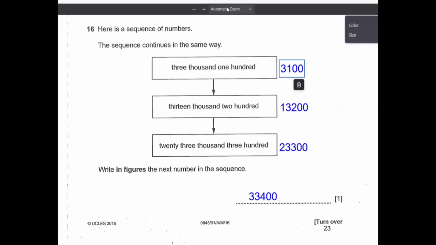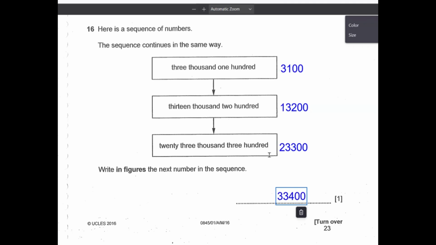Okay. Question 16, they say here is a sequence of numbers. The sequence continues in the same way: 3,100, then 13,200, and then 23,300. They say write in figures the next number in the sequence. When they ask you to write in figures, that means you use digits. You're not going to use words.